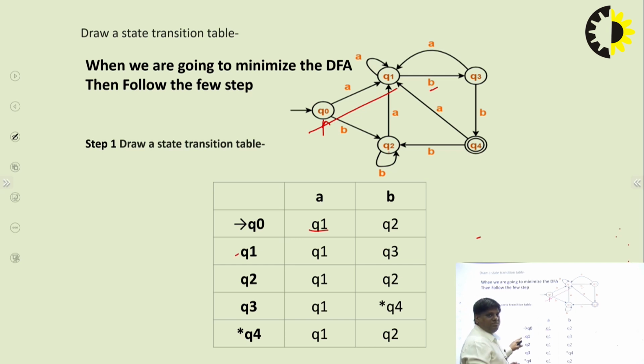What is the transition table for Q1? Now, Q1 on A, we find again Q1, and Q1 on B, we find the state Q3. Similarly, we draw the transition table of Q2. Now, Q2 on A is Q1, and Q2 on B, we move to Q2. Similarly, we draw the transition table of Q3 and Q4. That is step 1.